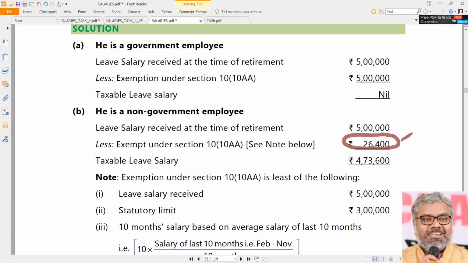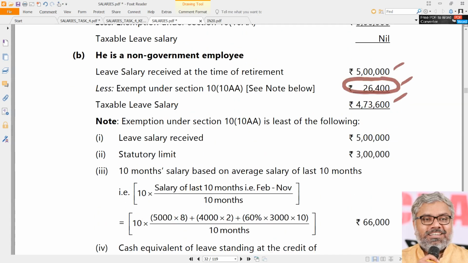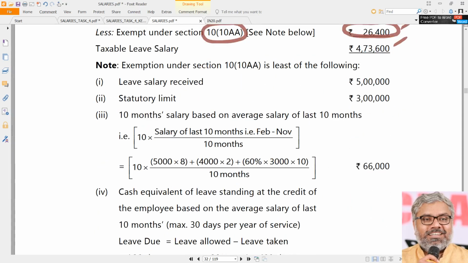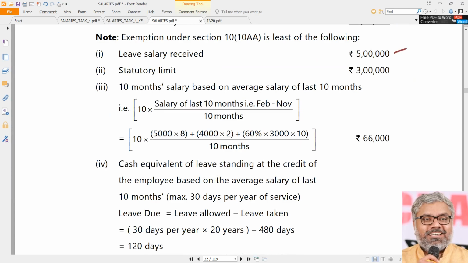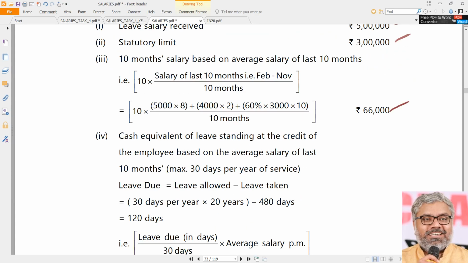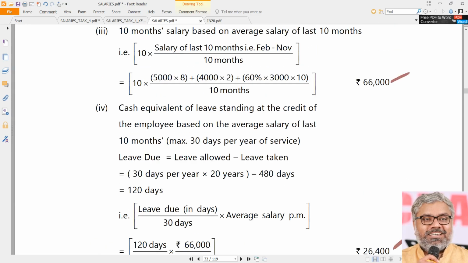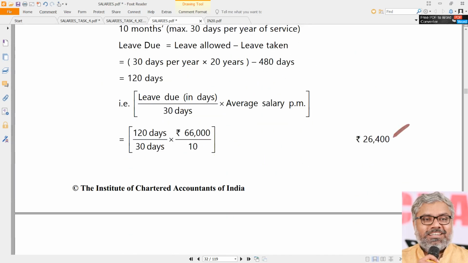Exemption, that is. But received is 5 lakhs. So naturally taxable leave salary will be how much? 4,73,600 rupees. That's it. That is the calculation of exemption for leave salary under section 10(10AA). If it is received by a government employee, anyway, there is nothing taxable, fully it is exempt. If it is received by a non-government employee, actual leave salary received, 3 lakh rupees, or 10 into average salary, and cash equivalent of the leave to the credit of the employee at the time of retirement, whichever is lower will be exempt.